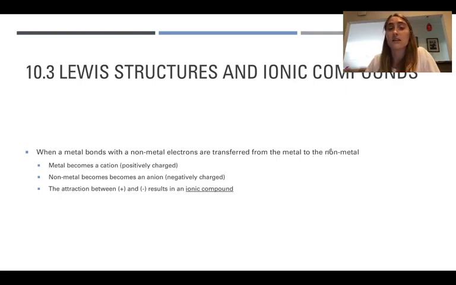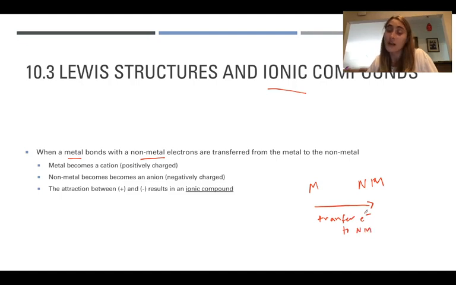Okay, let's look at 10.3, Lewis structures and ionic compounds. So again, let's focus on what ionic means. In ionic bonding or ionic compounds, it's important to note that that's a metal bonded with a nonmetal. And when a metal is bonded with a nonmetal, the metal is always going to transfer its electrons to the nonmetal. That's kind of what defines an ionic bond.